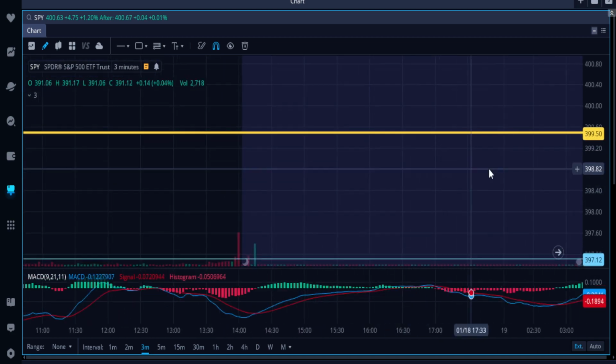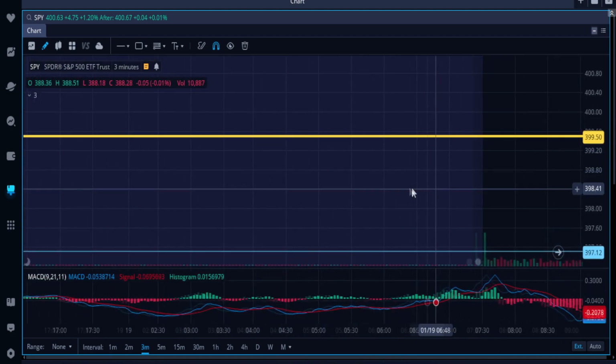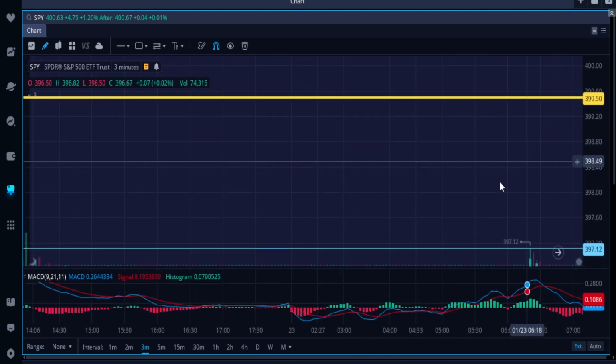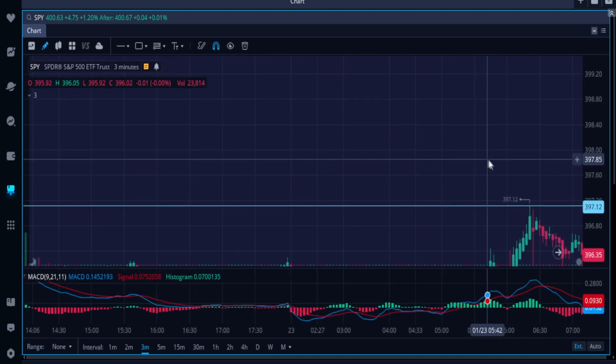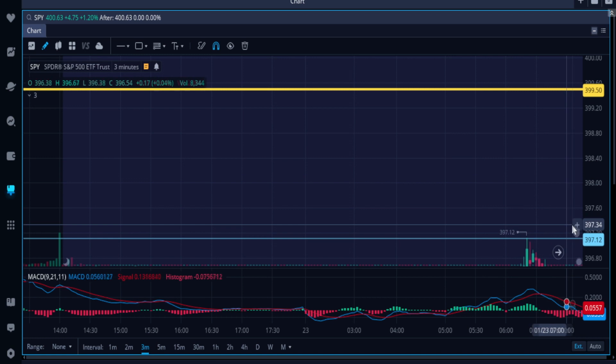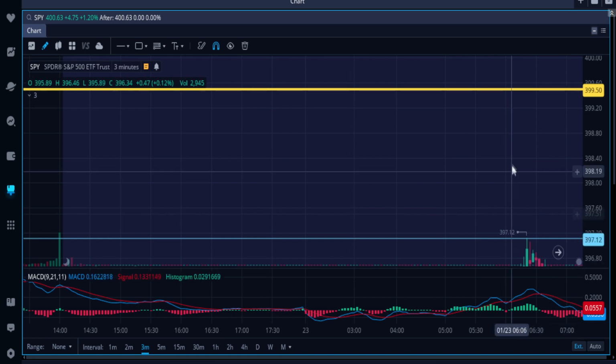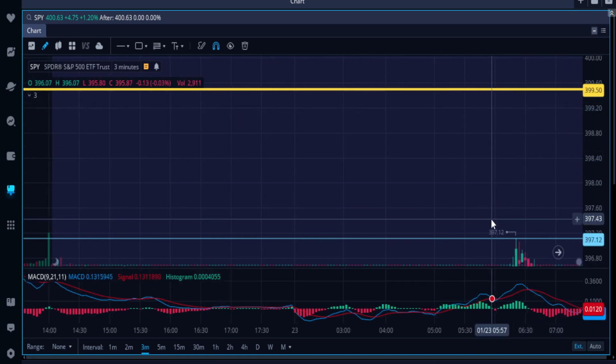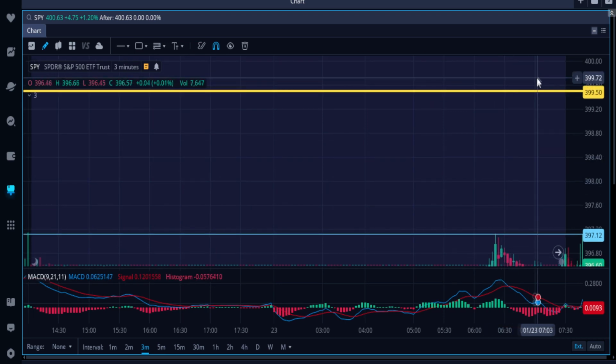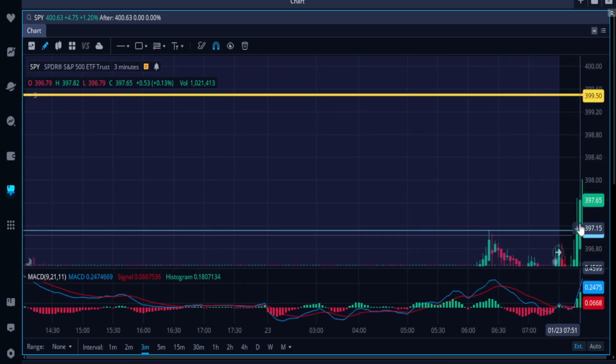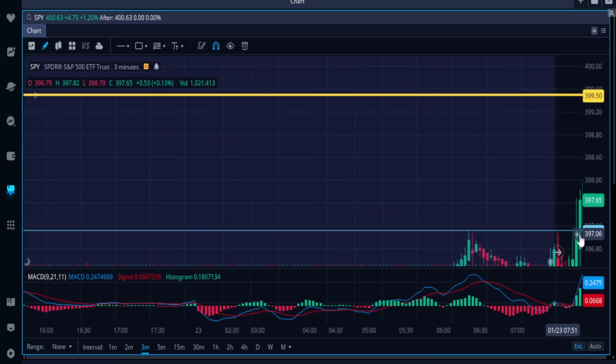Okay, so now let's go back to today's price action. So now that we have our level set, this is the breakout level and this is our target. Let's fast forward and see what happened today. So as you see right here, there's a big breakout, right?